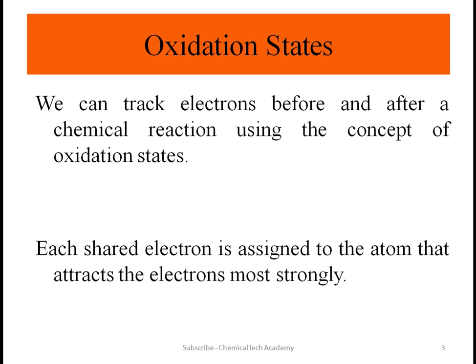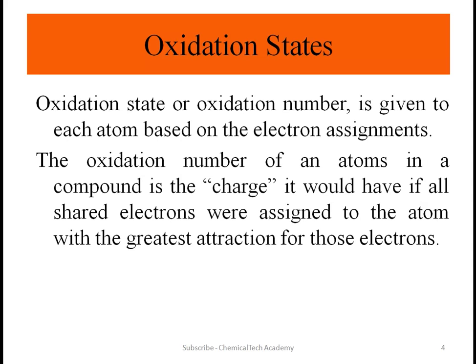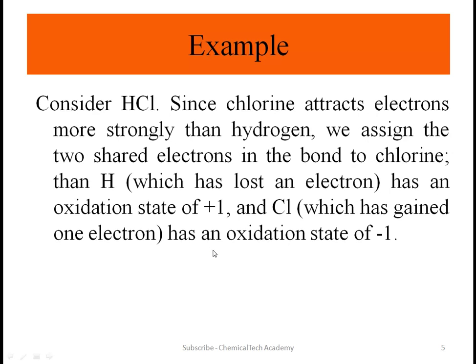Each shared electron is assigned to the atom that attracts the electrons most strongly. We can use the oxidation state, or oxidation number, to see which atom has more attraction. The oxidation number is given to each atom based on the electron assignment. The oxidation number of an atom in a compound is the charge it would have if all shared electrons were assigned to the atom with the greatest attraction for those electrons.